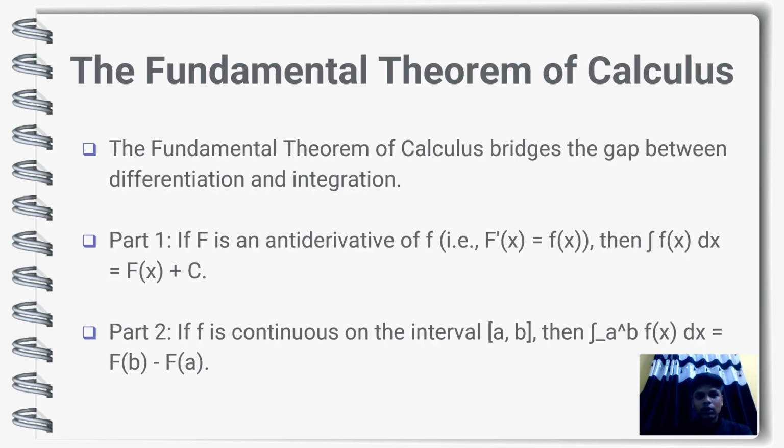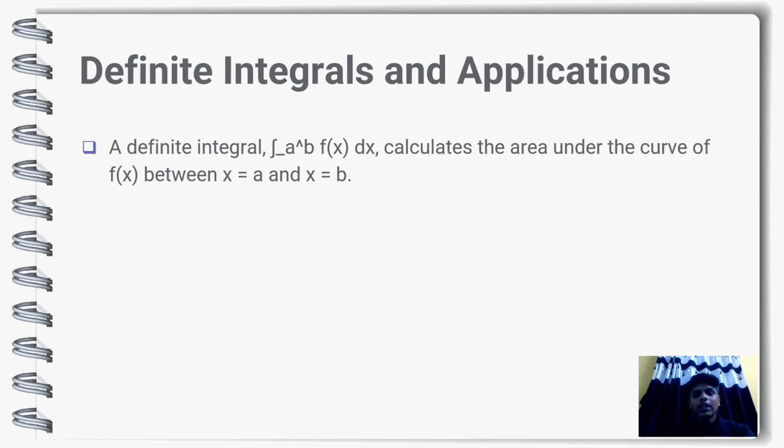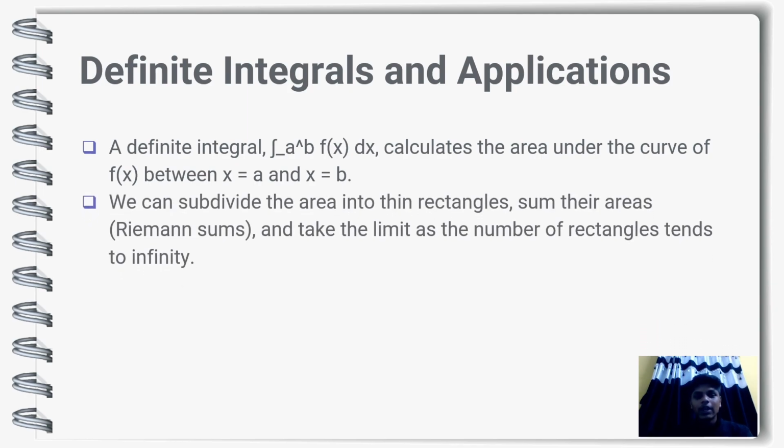Next we will move on to definite integrals and applications. A definite integral, integration from a to b of f of x dx, calculates the area under the curve of f of x between x is equal to a and x is equal to b. Next, we can subdivide the area into thin rectangles, sum the areas, and take the limit as the number of rectangles tends to infinity.